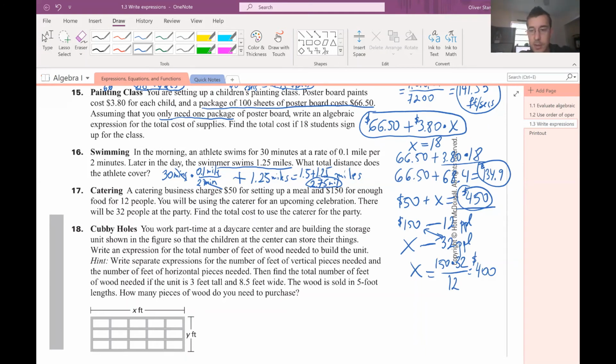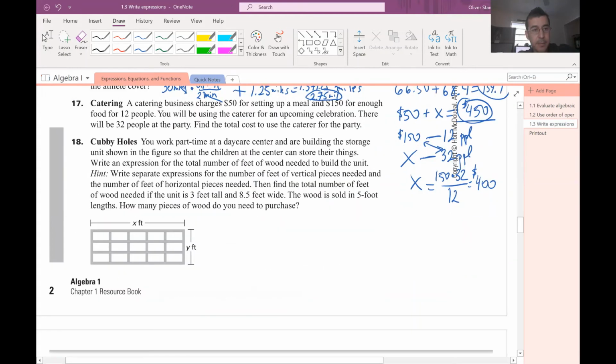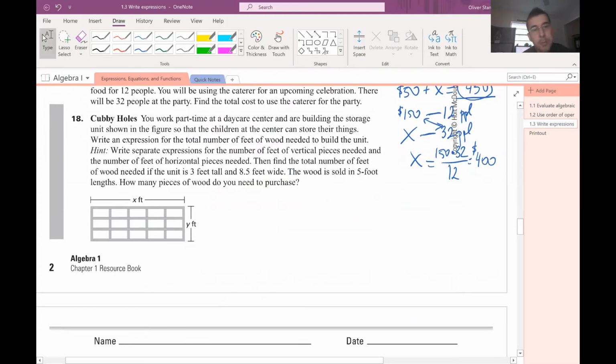Okay, that's 17. And then 18, cubby holes. You work part-time at a daycare center and are building the storage unit shown in the figure below so that the children at the center can store their things. Write an expression for the total number of feet of wood needed to build the unit. Hint, write separate expressions for the number of feet of vertical pieces and horizontal pieces. Then find the total number of feet if the unit is 3 feet tall and 8.5 feet wide. And then there's another question. The wood is sawed in 5 foot lengths. How many pieces of wood do you need to purchase?